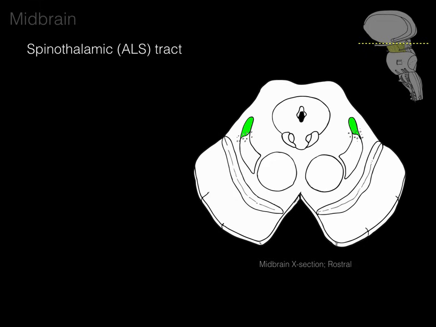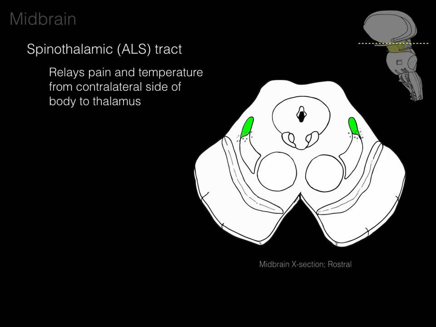All right, so the next structure we're going to talk about is the spinothalamic tract, or the ALS, which stands for anterior lateral system. And there it is in green. And so the spinothalamic tract relays pain and temperature from the contralateral side of the body going to the thalamus. And so there we have the substantia nigra. And if you can find the substantia nigra, in the dorsal part of it we're going to find that spinothalamic tract just medial to it, staying along that posterior margin of the midbrain.